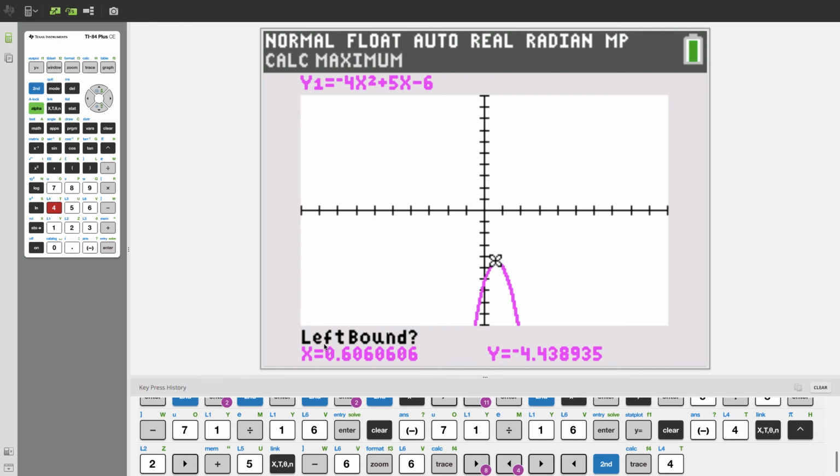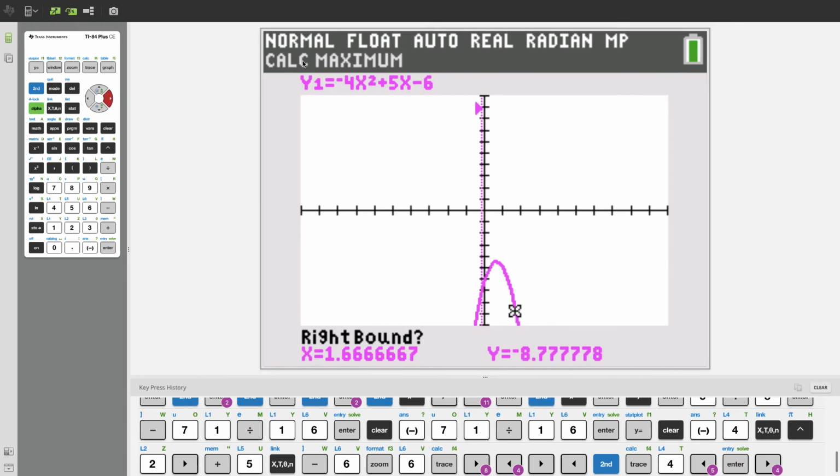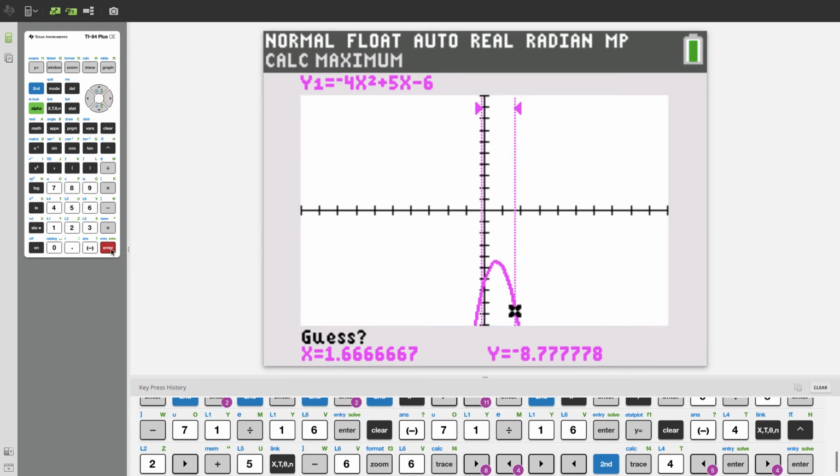And it also says left bound. So you need to move your cursor to the left of the maximum. You have to remember what you're finding. So move it somewhere to the left and hit enter. It just needs to be plenty to the left. Then it says right bound. So then you need to move your cursor to the right of the maximum, and you need to remember what you're doing. It does tell you up top, see, it says calculate maximum.